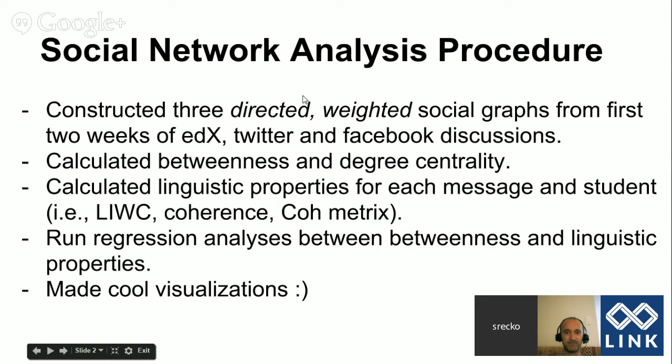So, what did we construct? We constructed 3 directed weighted graphs from edX discussions, Twitter, and Facebook discussions. So there are 3 separate networks. Then we calculated several network centrality measures, one of them being betweenness centrality and the other being degree centrality. Then also, for each message, we calculated several linguistic properties, like the number of words in the message and the average words per sentence, and then calculated the average for students. So if a student wrote 5 messages, we averaged out the properties for those 5 messages.